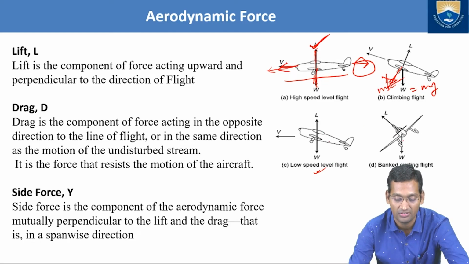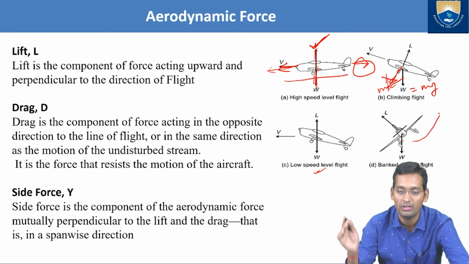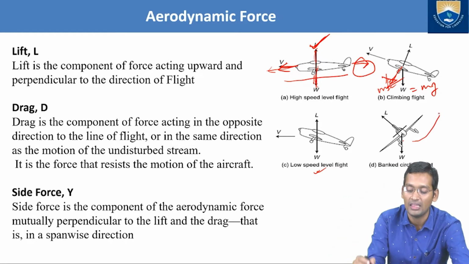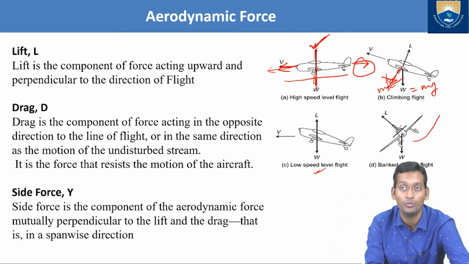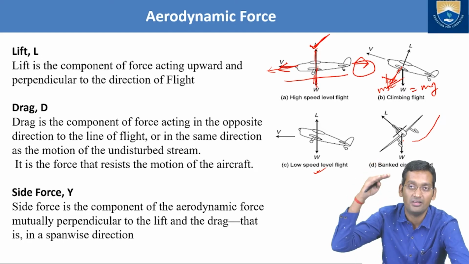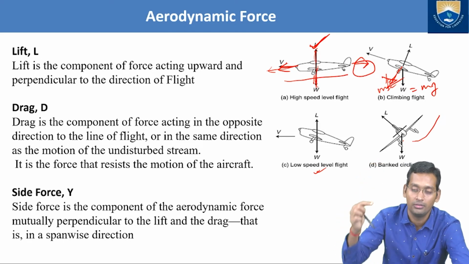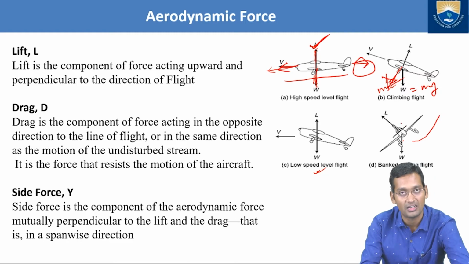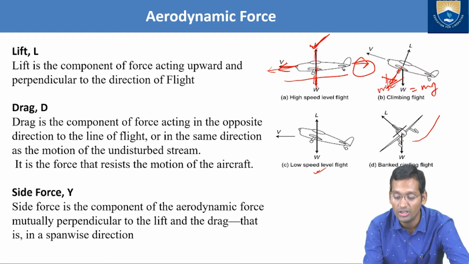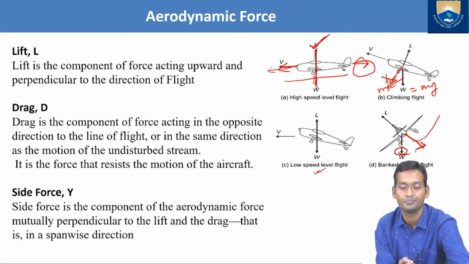This is, while climbing also you can say, and this is the banked circling flight, when the flight is turning, and at that time lift should be there. If lift won't be there, then the flight will come down. At that same height we have to take the turn, so lift must be there, and weight also will act. Now this component will change. Now instead of this side, the lift will be balanced by this component of weight.